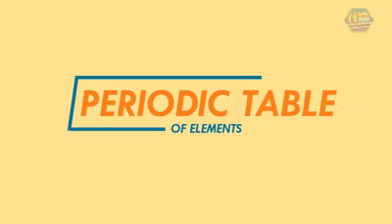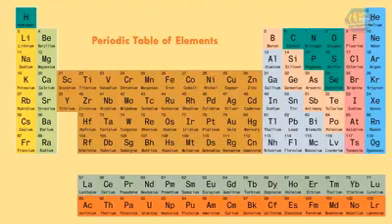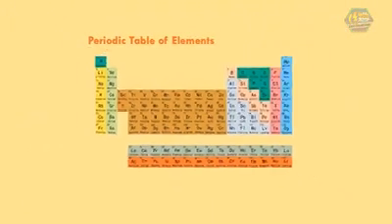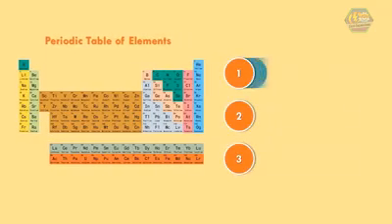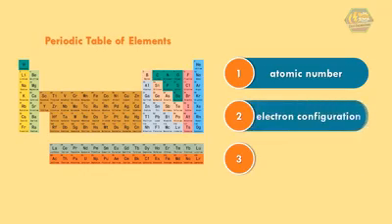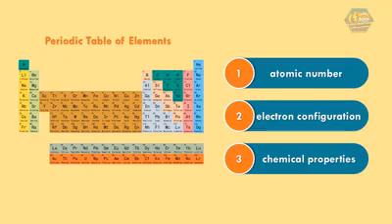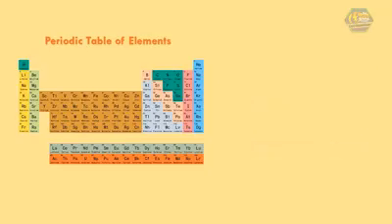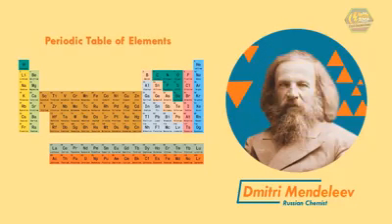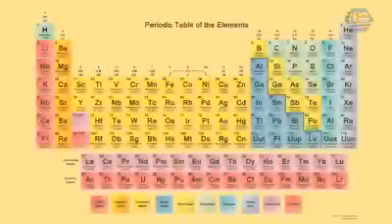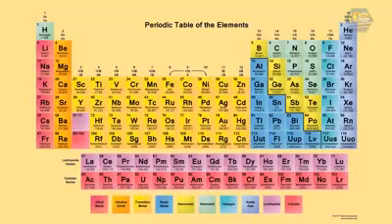This time we're going to talk about the periodic table of elements. The periodic table of elements is a tabular display of the chemical elements. It is arranged by atomic number, electron configuration, and recurring chemical properties. It was in 1869 that a Russian chemist, Dmitry Mendeleev, published the first recognizable periodic table. In this video, we will be familiarizing ourselves with the periodic table of elements.